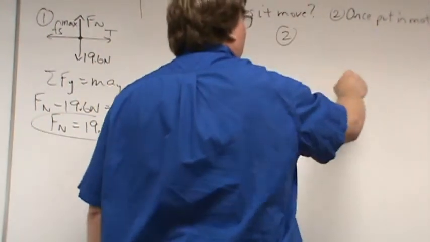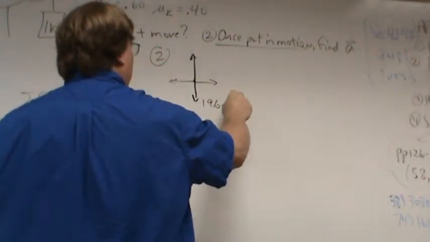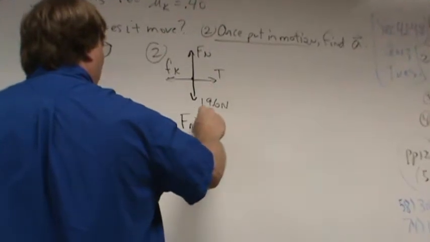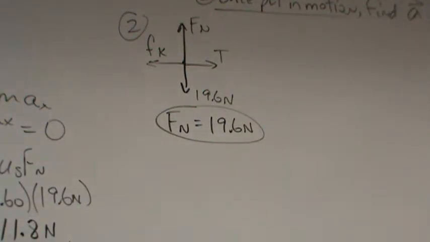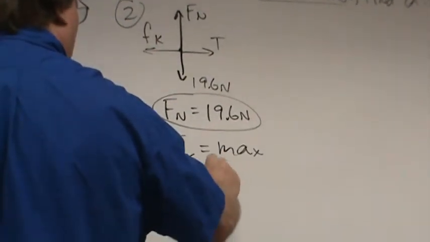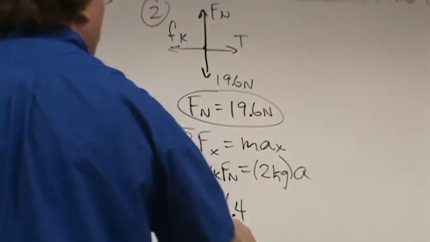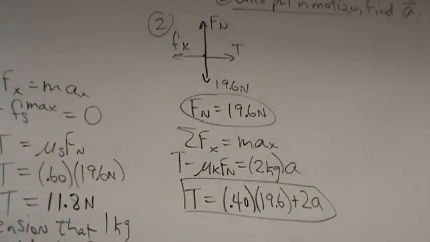Okay? Step 2. Once put in motion, find A. Now we've overcome the static situation, and we're going to turn that into kinetic. So to do part 2 now, my free body diagram of the 2 kilogram mass is going to be 19.6 newtons, normal force, tension, and kinetic friction force. As before, you're going to get normal force equaling 19.6 newtons. That's not going to change, but the X stuff is going to change. The sum of the forces in the X direction equals ma_x. I've got tension minus mu sub K F sub N equals 2 kilograms times A, or tension equals 0.40 times 19.6 plus 2A. So that's one equation.